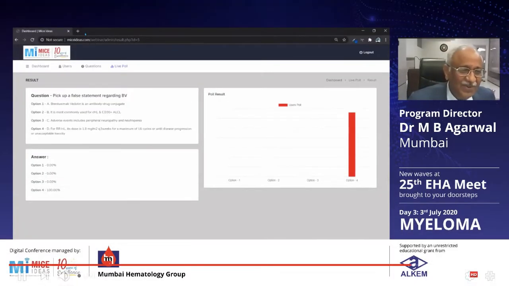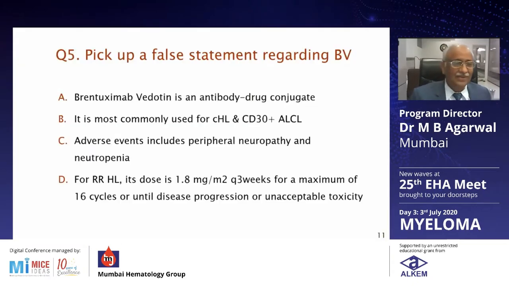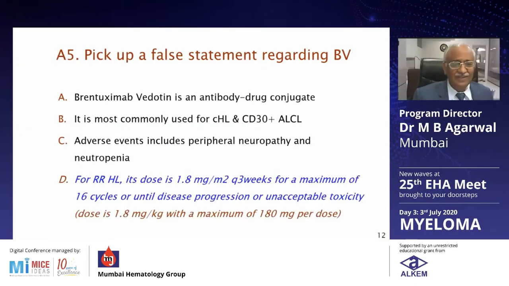Okay, so all of you got it. The fourth statement was the wrong one, and it was a little tricky. The dose is 1.8 milligram per kg and not per meter square. So fantastic. All of you are very, very attentive. This was just to see how attentive you are. And we go to the last MCQ now.